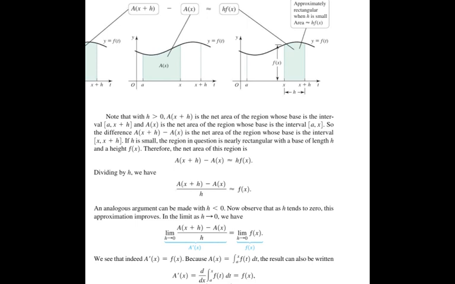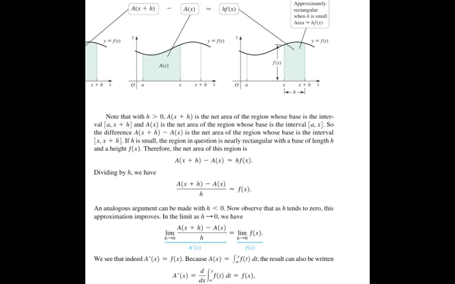So the difference, if we say the area function of x plus h minus the area function of x, is going to be the net area of the regions whose base is an interval. If h is small, the region in question is nearly rectangular with a base length of h and a height of f. Therefore, the net area of this region is approximately this, right? If the left is approximately equal to the right and h is just some constant, we can move the h to the left by division.